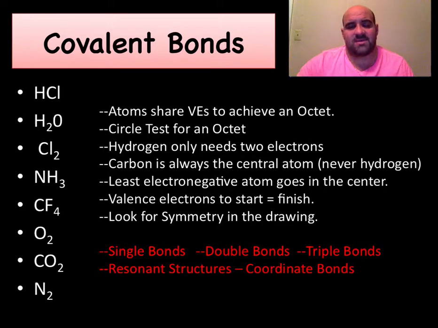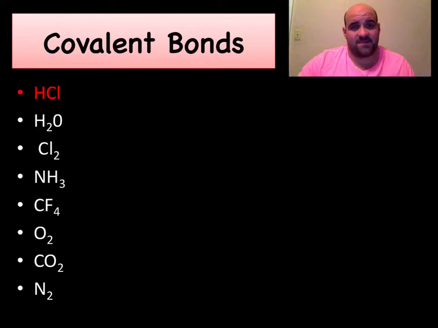Conservation of mass energy. And sometimes when we're drawing things, the more symmetrical drawing is going to be correct. We'll look at single bonds, double bonds, triple bonds, resonant structures, coordinate covalent bonds, and even formal charge. So we're going to start simple, but it's going to get a little complicated before it's all said and done. So let's look at HCl, actually hydrochloric acid or hydrogen chloride.